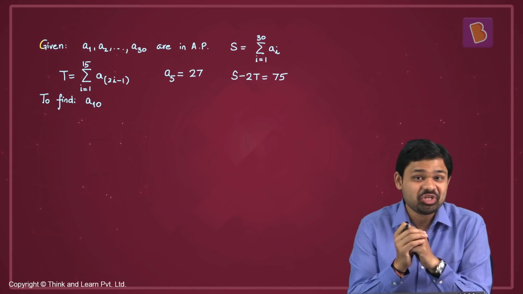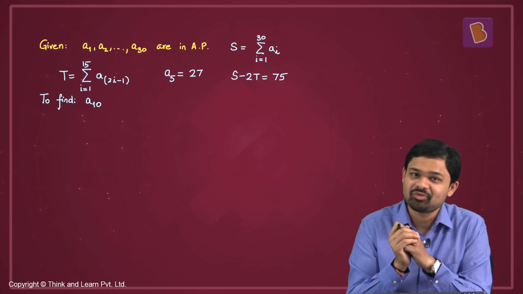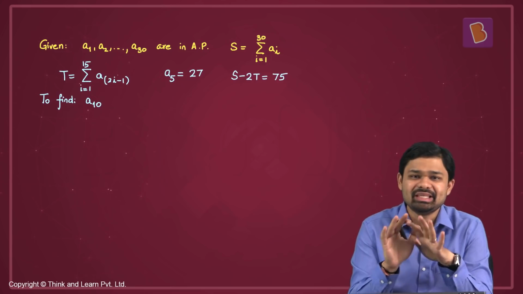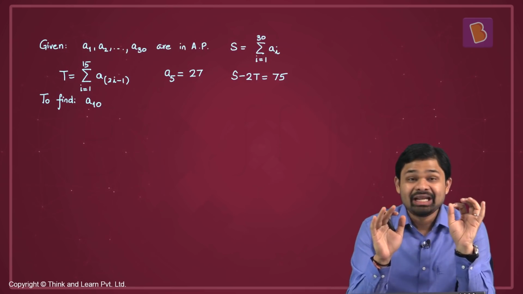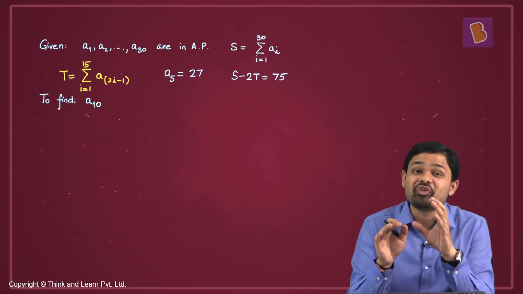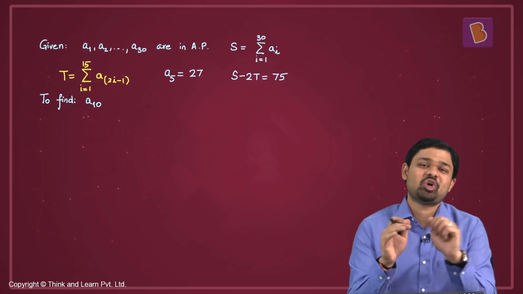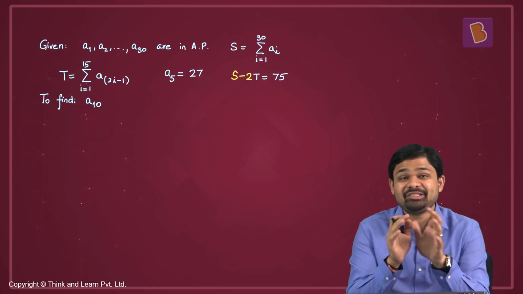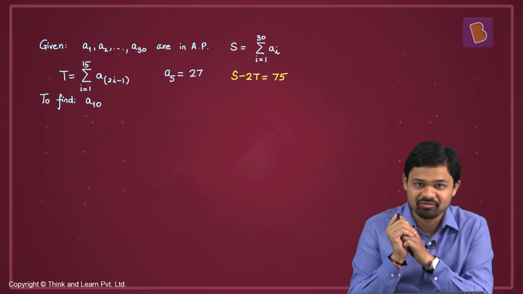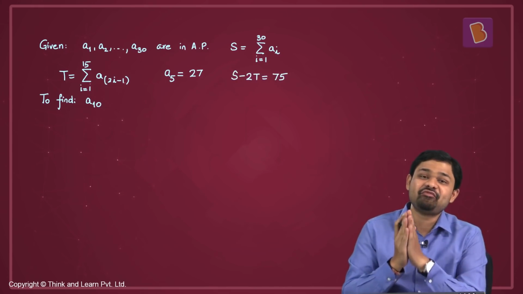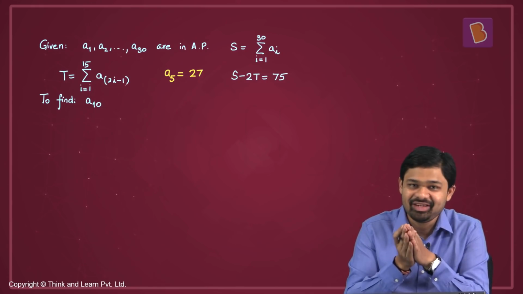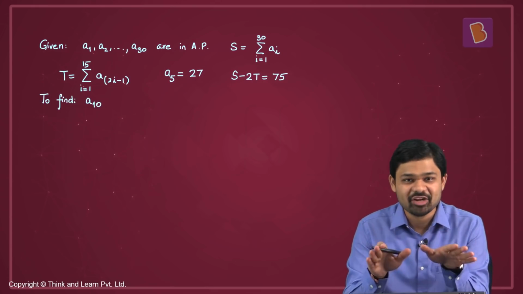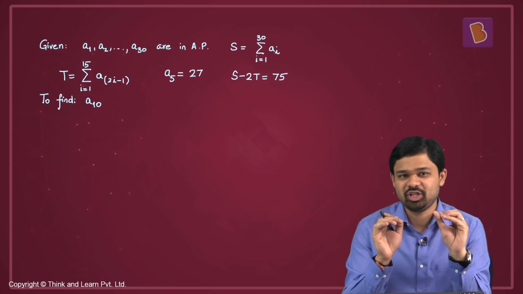What has been given in this question? We've been told that there are 30 terms which are in AP, and the sum of these 30 terms of the AP is designated as S. T is the sum of 15 odd terms of this AP. The relation between S and T is such that S minus 2T is 75. Further, we've been told that the fifth term of this AP is 27, with the objective to find the 10th term. It's a very simple, straightforward question, but involves a little bit of calculations.